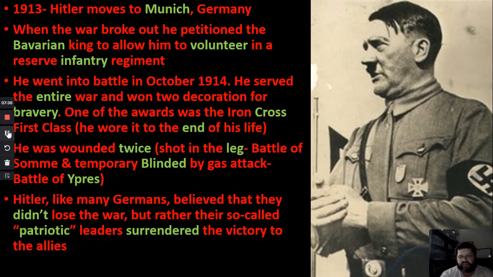So during the war, he was wounded twice. He was once shot in the leg at the Battle of Somme, and during the Battle of Ypres, when they were using the mustard gas, the wind actually blew the mustard gas back at the Germans, and Hitler got a little bit of it, and it blinded him temporarily. And here's the thing, this stuff was so bad. Remember, Hitler experienced this mustard gas, and during World War II, he never used it. So if Hitler says that something is bad, that thing is bad.